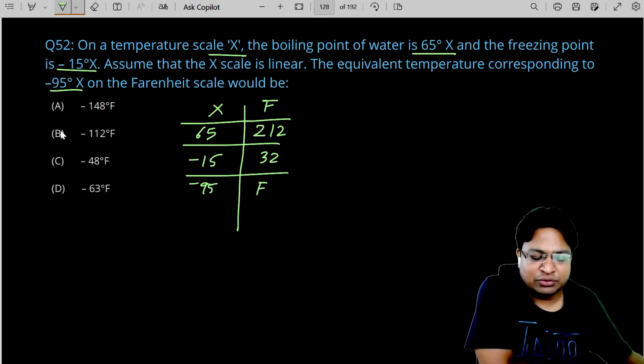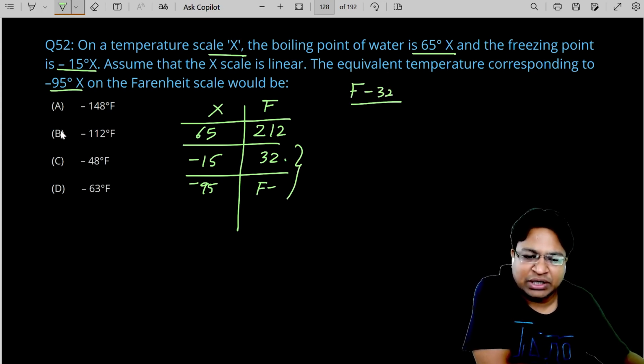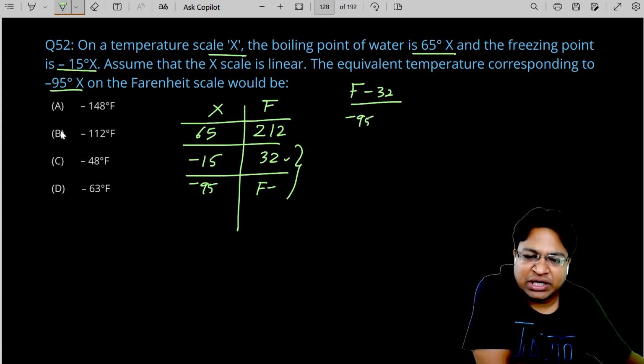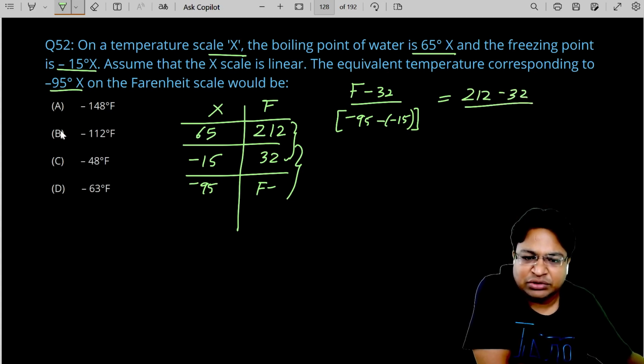Now what you're going to do, consider this pair. So you will write F minus 32, this value minus this value, and do the same thing for the X scale. So it would be minus 95 minus of minus 15. So this will be equal to, again, do the same thing with another pair, maybe this pair now. So it will become, let's say 212 minus 32. Remember, if you are subtracting 32 from 212, correspondingly, you will subtract minus 15 from 65. So you will have to write 65 minus of minus 15 and just solve this equation to get the value of F.